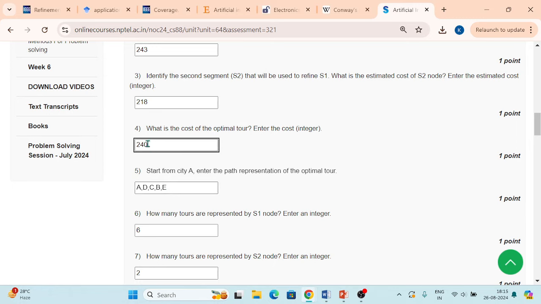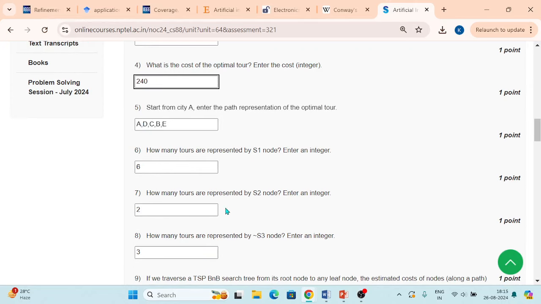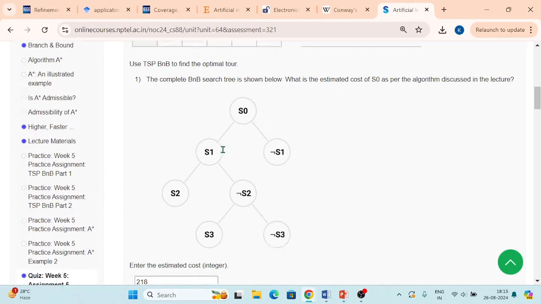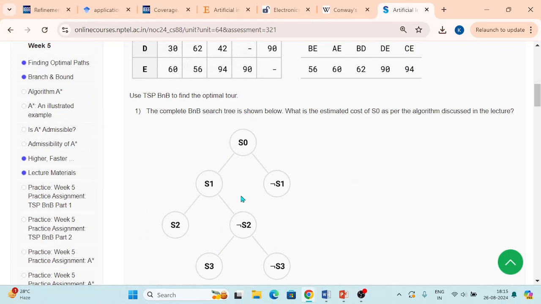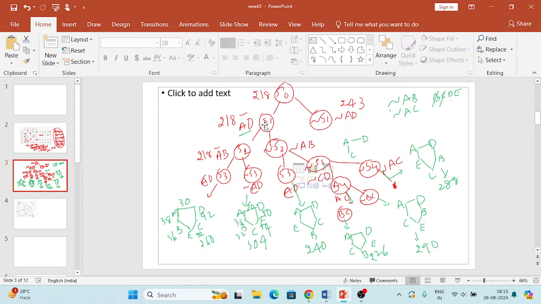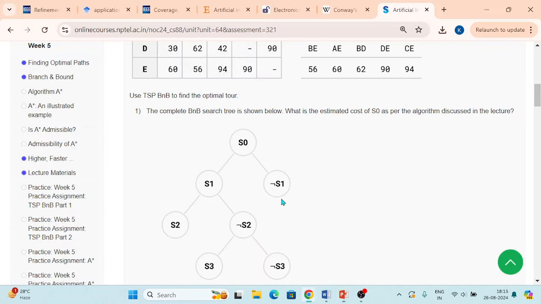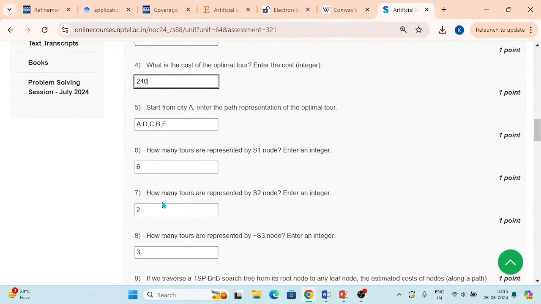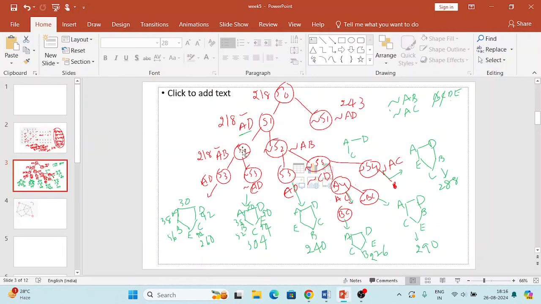Okay, so 240 is the optimal path tour and ADCBE is the tour. How many tours are represented by the S1 node? S1 node is this node. So we calculated from S1 total. So we are not going for not S1. Till now we were in the S1 only. So what we have, 6. Okay, 6. How many tours are represented by the S2 node? S2 node means this node. How many paths from S2? 1, 2. 2 paths are there.